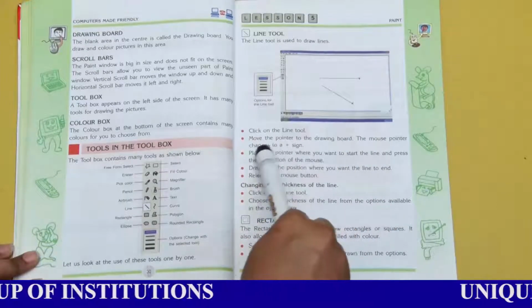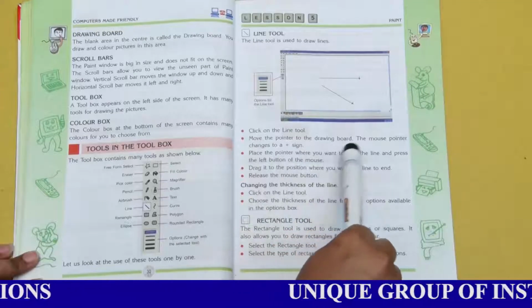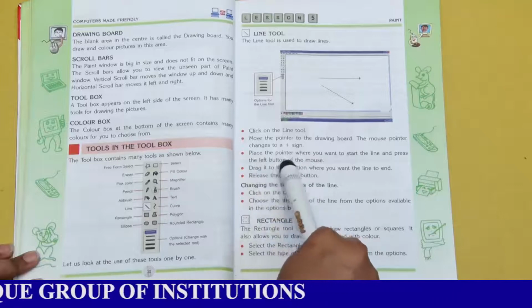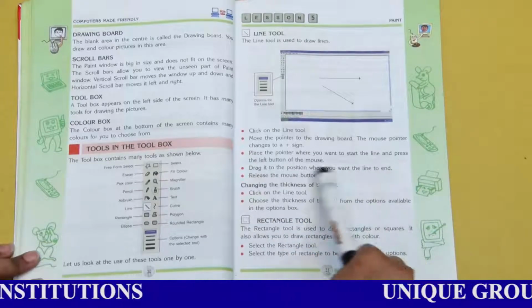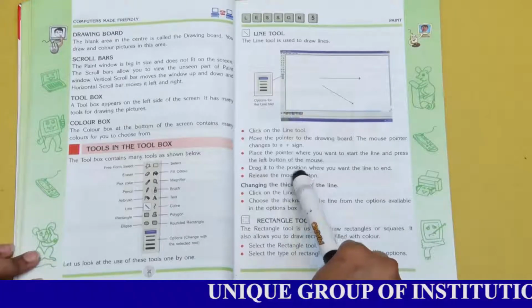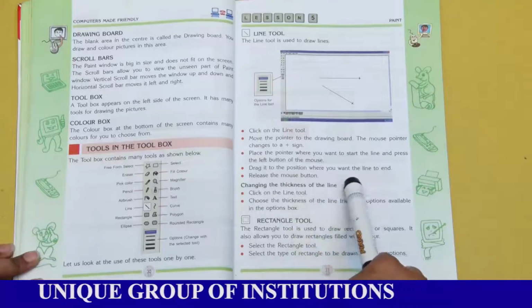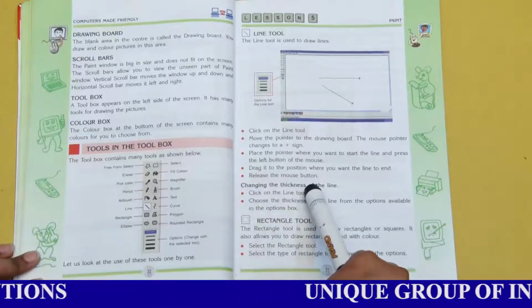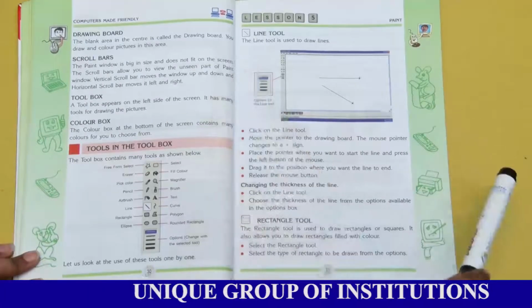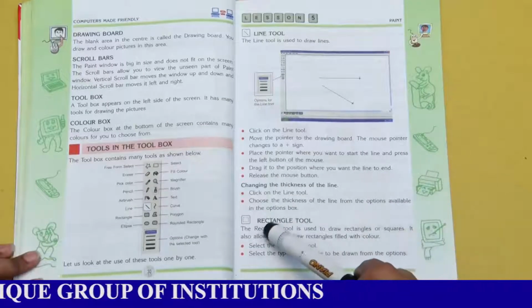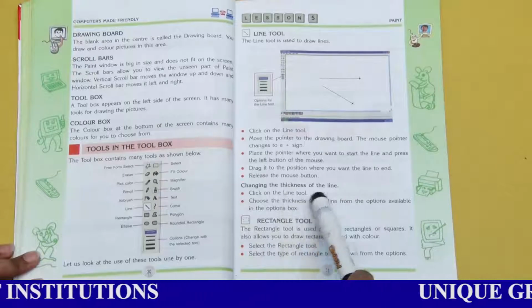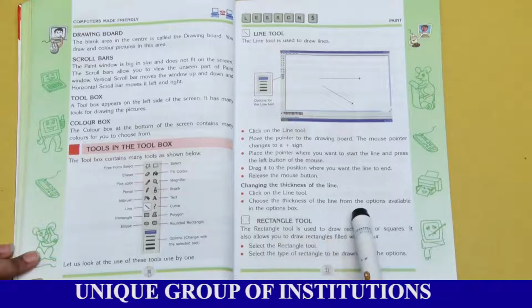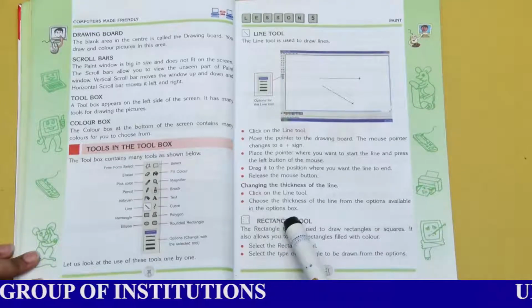Click on the line tool. Move the pointer to the drawing board. The mouse pointer changes to the plus sign. Place the pointer where you want to start the line and press the left button of the mouse. Drag it to the position where you want the line to end. Release the mouse button. When you draw the line, you will release the button, then you will get a proper line. Changing the thickness of the line: click on the line tool. Choose the thickness of the line from the options available in the option box.